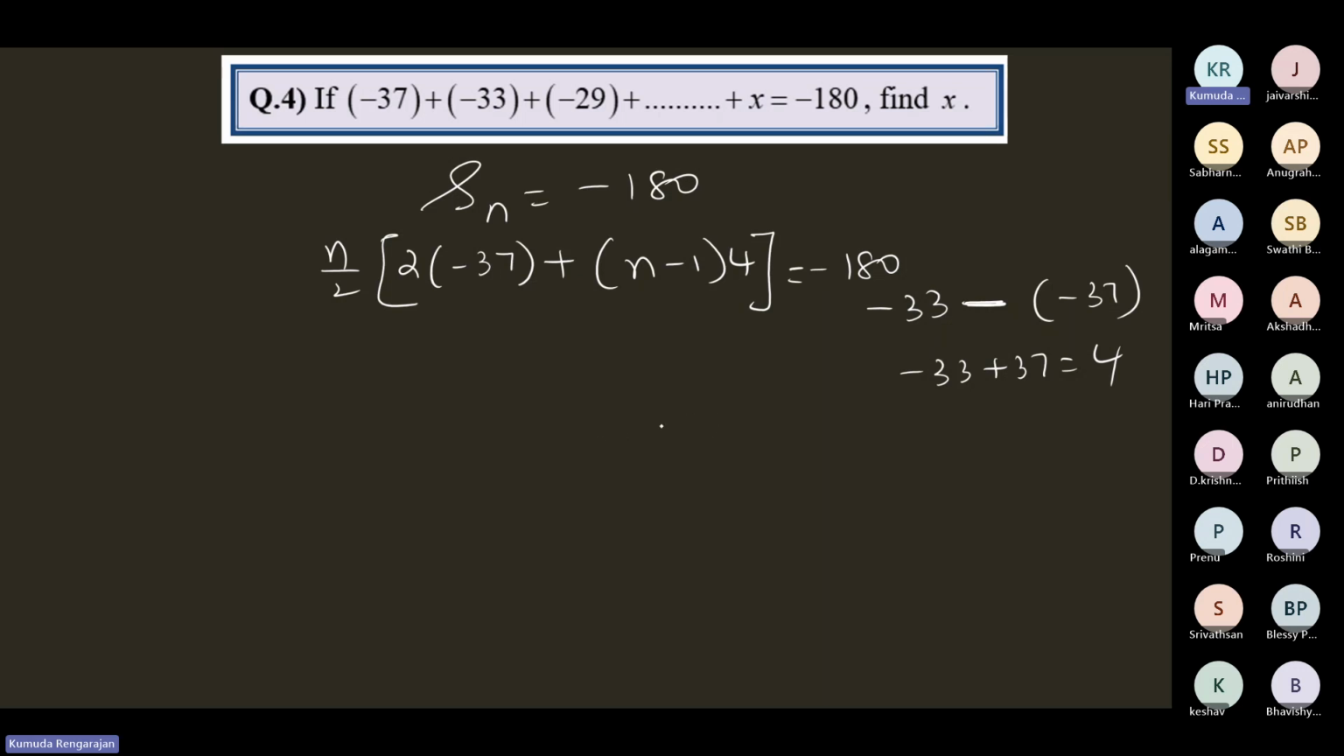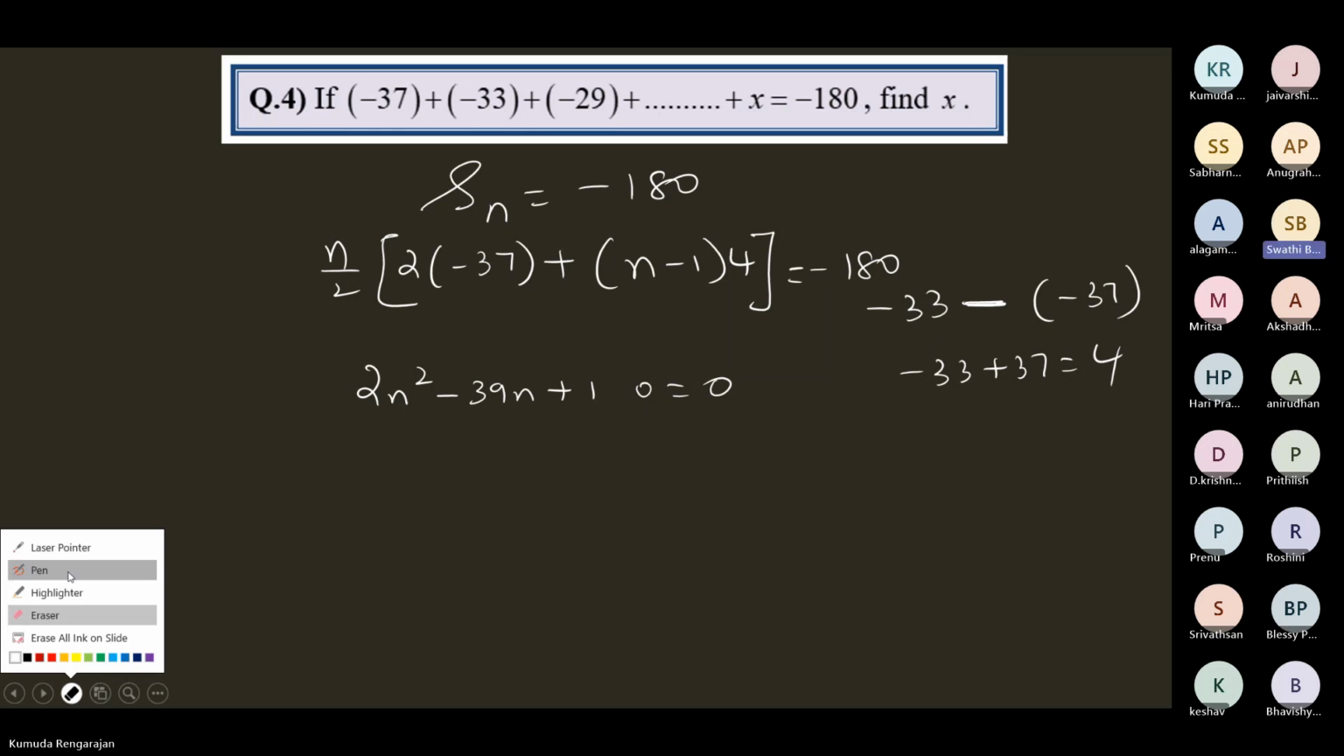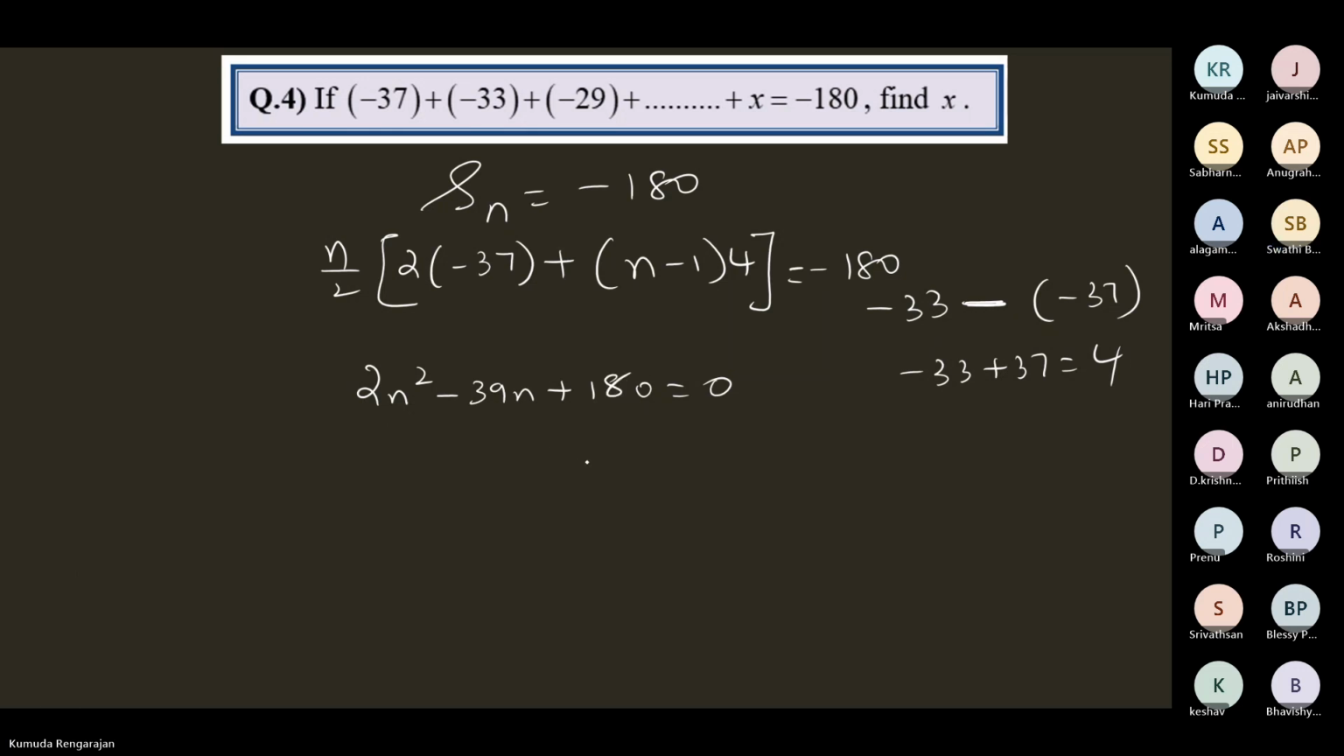Tell me the quadratic equation you've got. Quadratic equation, please. 2n square minus 39n plus 180. 180, ma'am. Yeah. All of you agree with Swati?